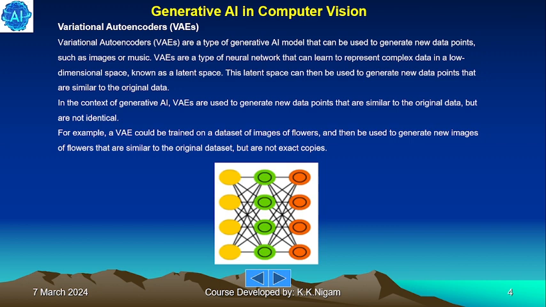In the context of generative AI, VAEs are used to generate new data points that are similar to the original data but are not identical. For example, a VAE could be trained on a data set of images of flowers and then be used to generate new images of flowers that are similar to the original data set but are not exact copies.